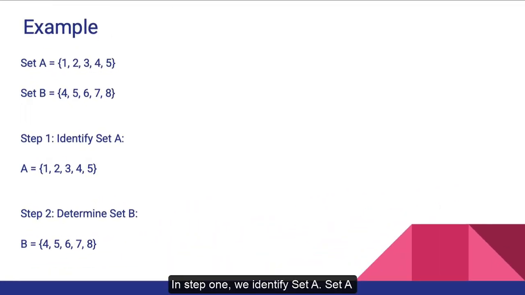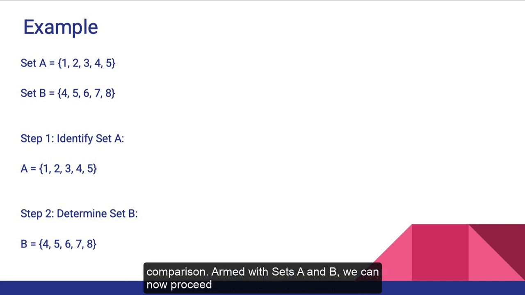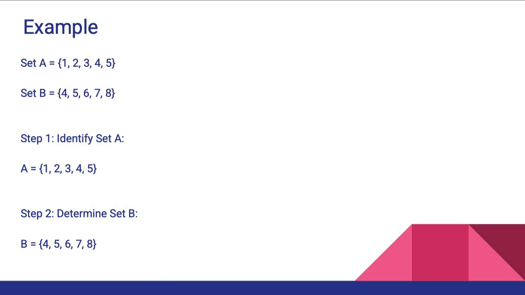In step 1, we identify set A. Set A contains 1, 2, 3, 4, 5, and these are the elements we want to focus on. Next, in step 2, we determine set B. Set B contains 4, 5, 6, 7, 8, which are the elements we'll use for comparison. Armed with sets A and B, we can now proceed to find the difference between them.